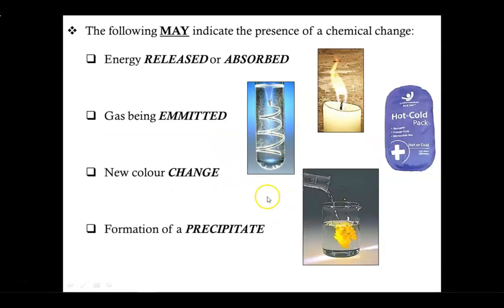So to help you determine if a new substance has been created, these are a few signs you should look out for that may indicate that a chemical change has occurred. So if you have energy being released or absorbed, so like when you're burning something, we call that a combustion reaction, or maybe a cold pack that we use for first aid scenarios, it absorbs energy so it feels cold, or if there's gas being produced, a new color change, or the formation of a precipitate, which is a solid that appears from a liquid. So here we have two liquids mixing together to form a solid powder.